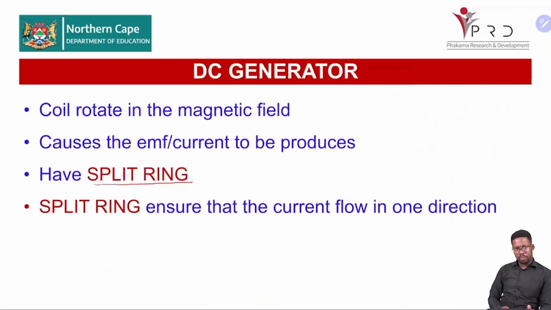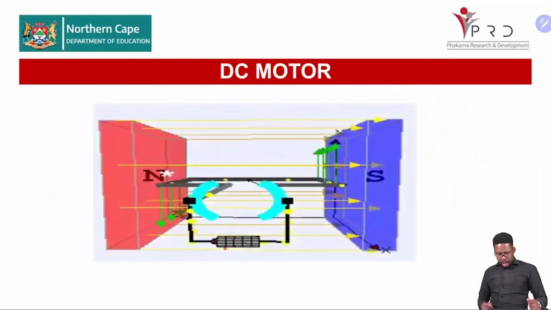What is the function of the split ring? It is to ensure that the current flows in one direction. So as we compare, AC slip, DC split. Now, as you look at this commutator, here it is light blue. This makes it a DC motor. Why DC motor? Because it has a split ring.